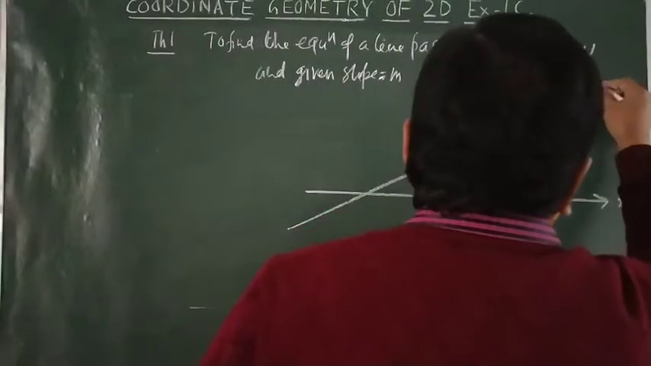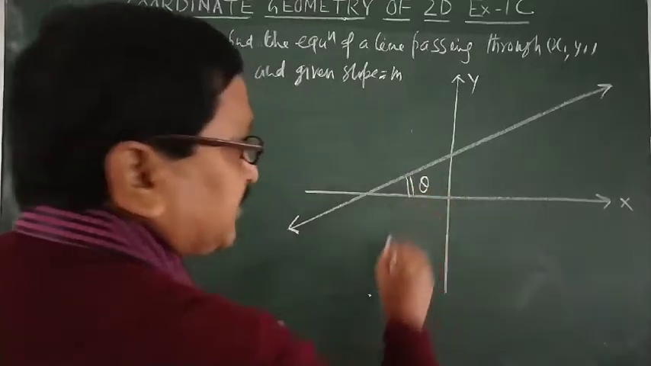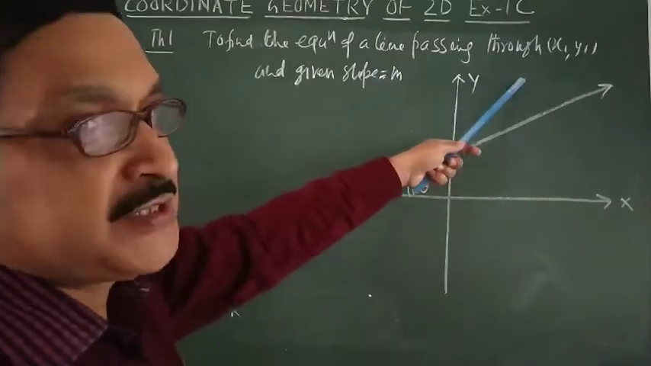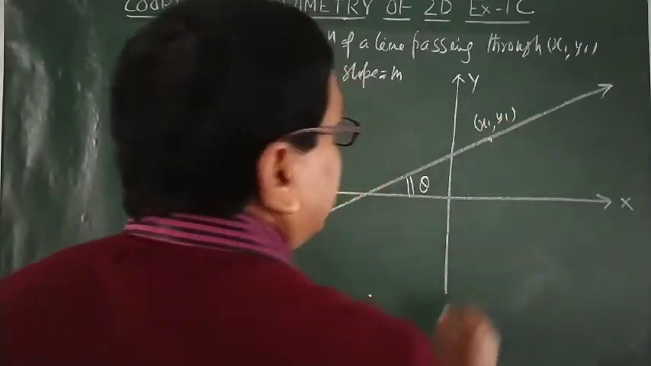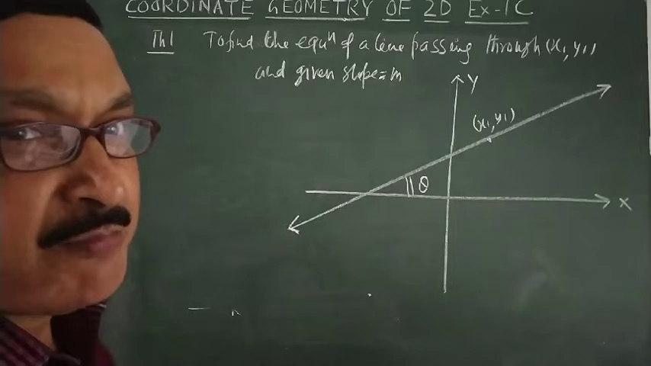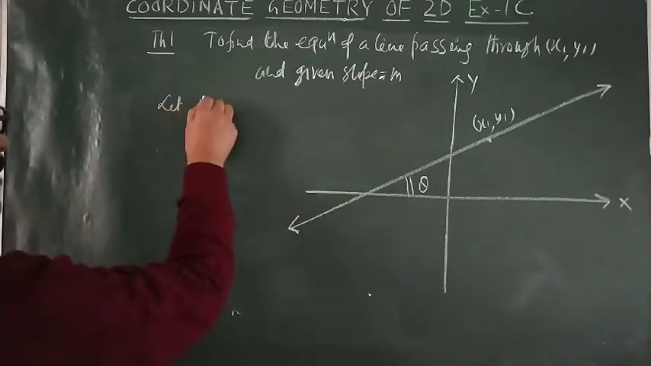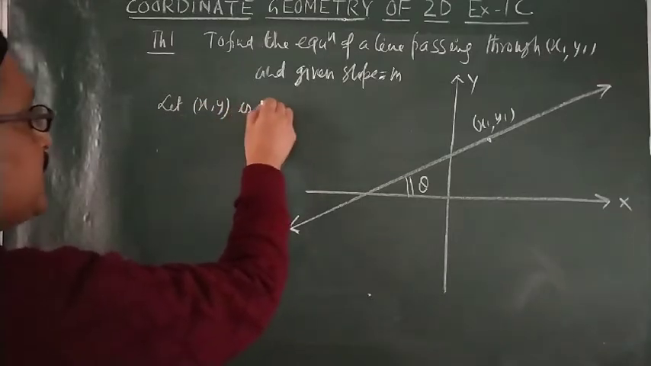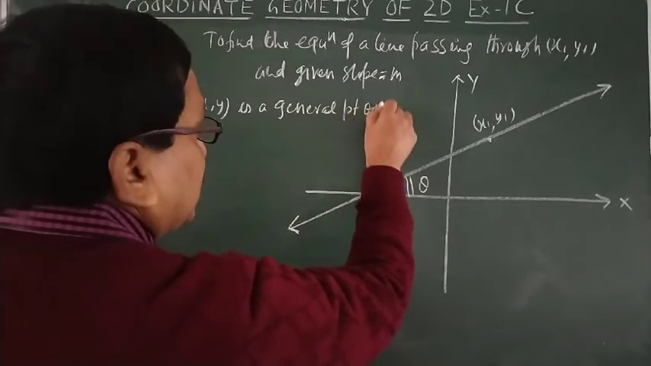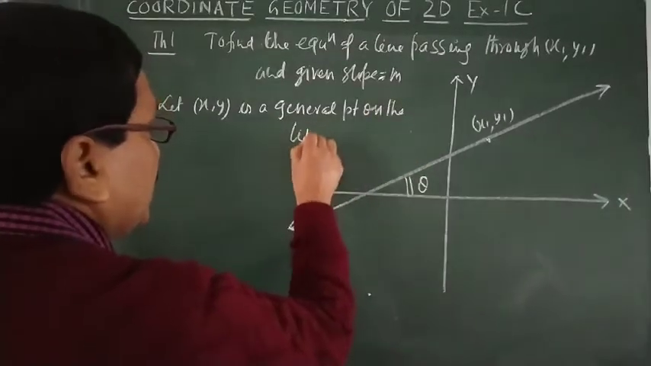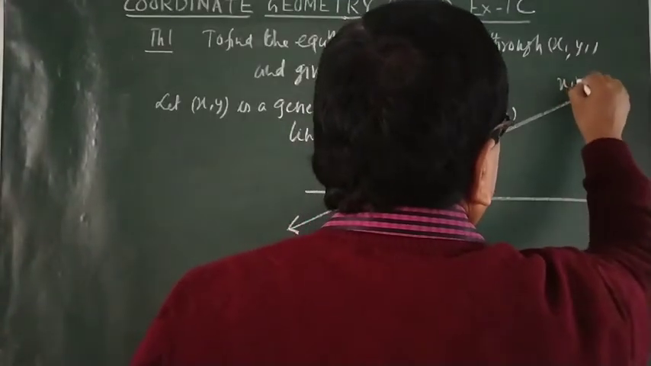This is the line making theta degree angle with the positive direction of x-axis, and (x1, y1) is given on the line. Now to find the equation of the line, we must take a general point (x, y). Let (x, y) be a general point on the line.